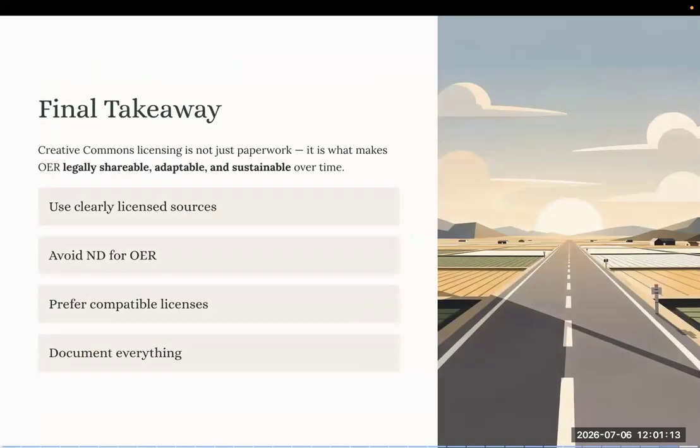Final takeaways. Creative Commons licensing is not just paperwork. It's what makes OER possible. It's what makes it legally shareable, adaptable, and sustainable. Use Creative Commons sources, avoid ND if you can, prefer compatible licenses, and document everything. And a final disclaimer: I am not a copyright librarian. I am not a copyright lawyer. I am an OER librarian who does this kind of content regularly. So when you have problems, reach out to someone and ask.